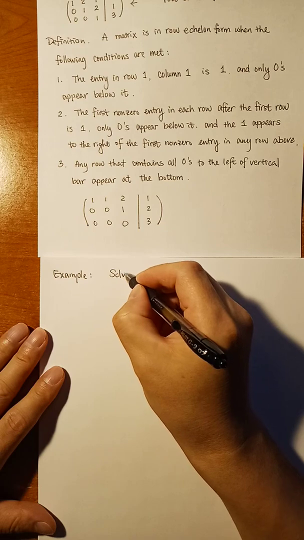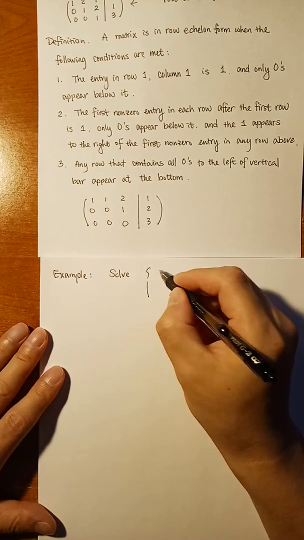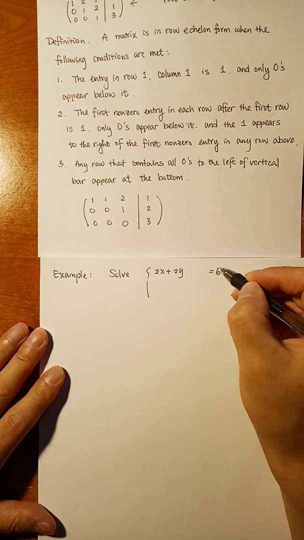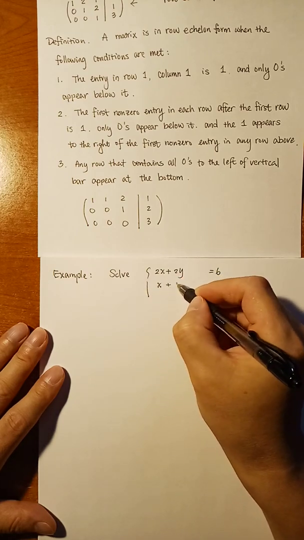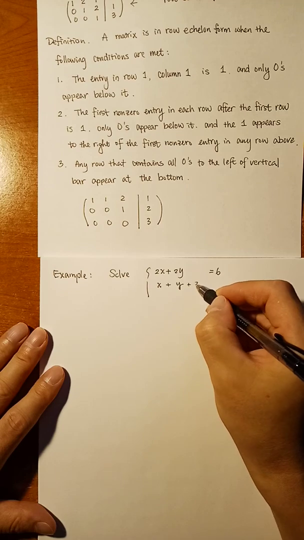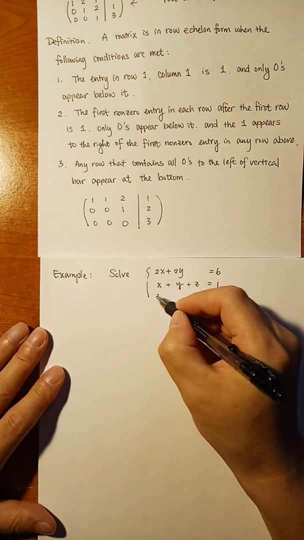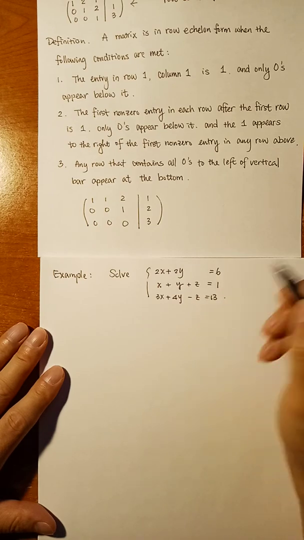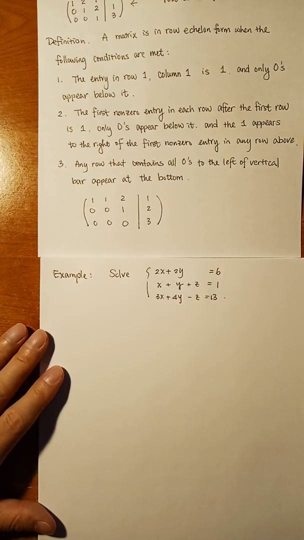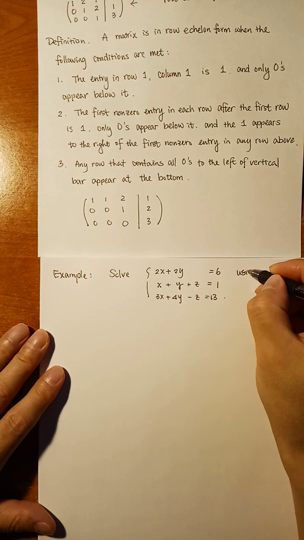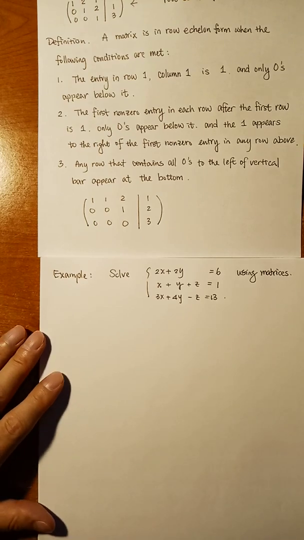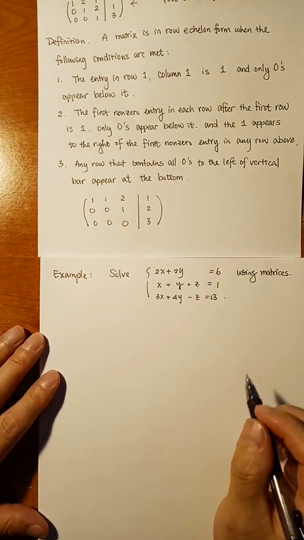Solve 2x plus 2y equals 6, x plus y plus z equals 1, 3x plus 4y minus z equals 13. We're using matrices to solve this system of linear equations.